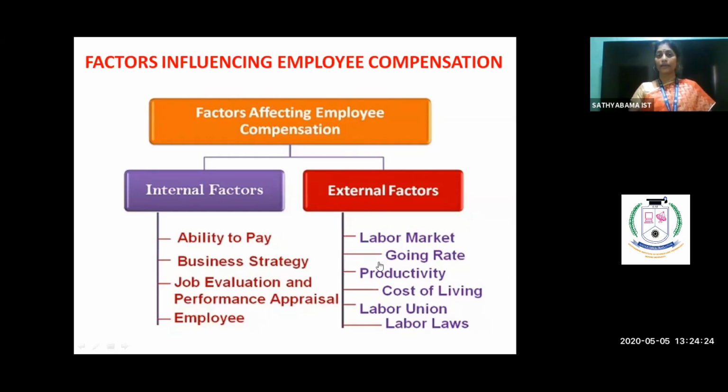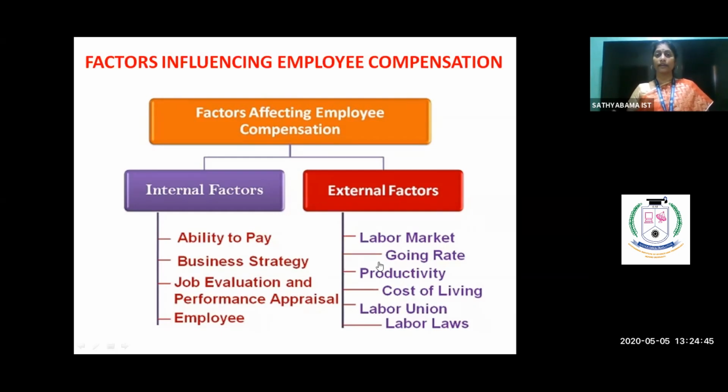So everything will be compared and the final pay will be fixed, the final purchase cost will be fixed. Similarly, here also, for fixing the compensation or wage or salary of any employee, whatever wages are there in the labor market will be set as a standard to compare. So this is the first external factor that affects salary determination.